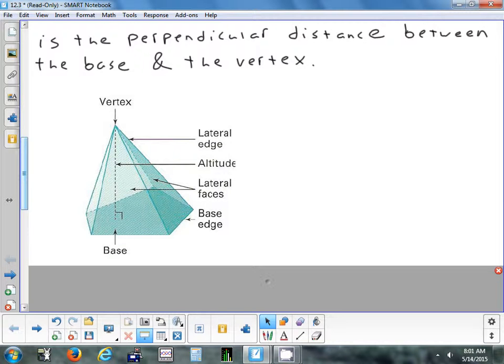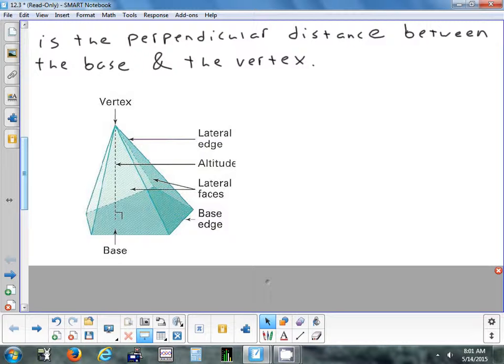Okay, so here's a picture of a pyramid. In this case, anybody tell me what shape does the base look like? Yeah, it's a pentagon, so this is a pentagonal pyramid. It's got 5 lateral faces. All the lateral faces are triangles. Okay. Common point is the vertex. All the edges coming down from the vertex, those are your lateral edges. The edges that make up the pentagon base, those are your base edges. Okay. And that's the altitude. Straight down from the vertex to the base.